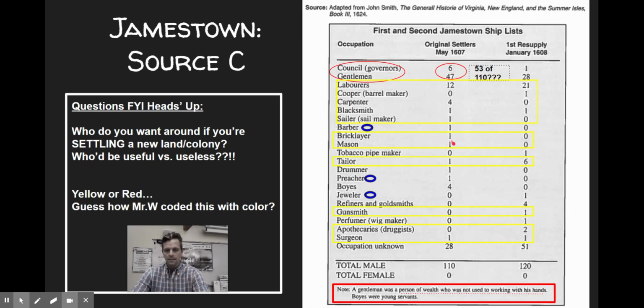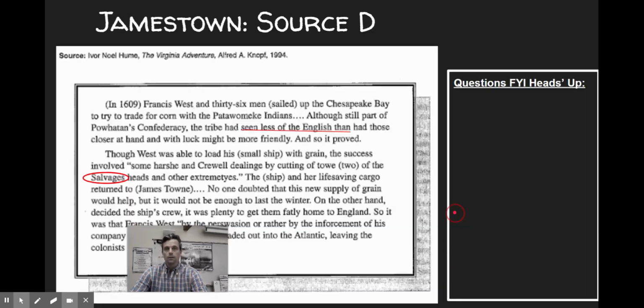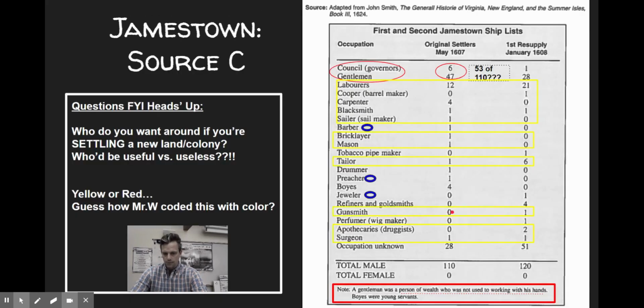Bricklayer, mason, guys that work with stone and build things like permanent structures. You only have two guys that work with stone, not good. Tailor, are we going to need clothes in this new land where we don't really know the environment? Heck yes. They've got one of them. All these things. Gunsmith. I can't believe they didn't bring a gunsmith.